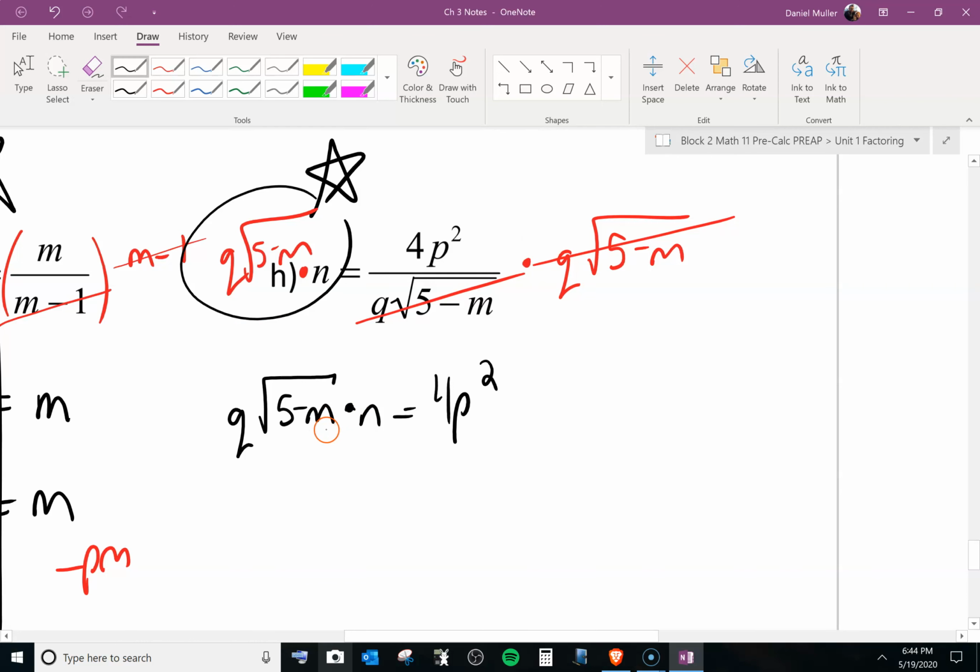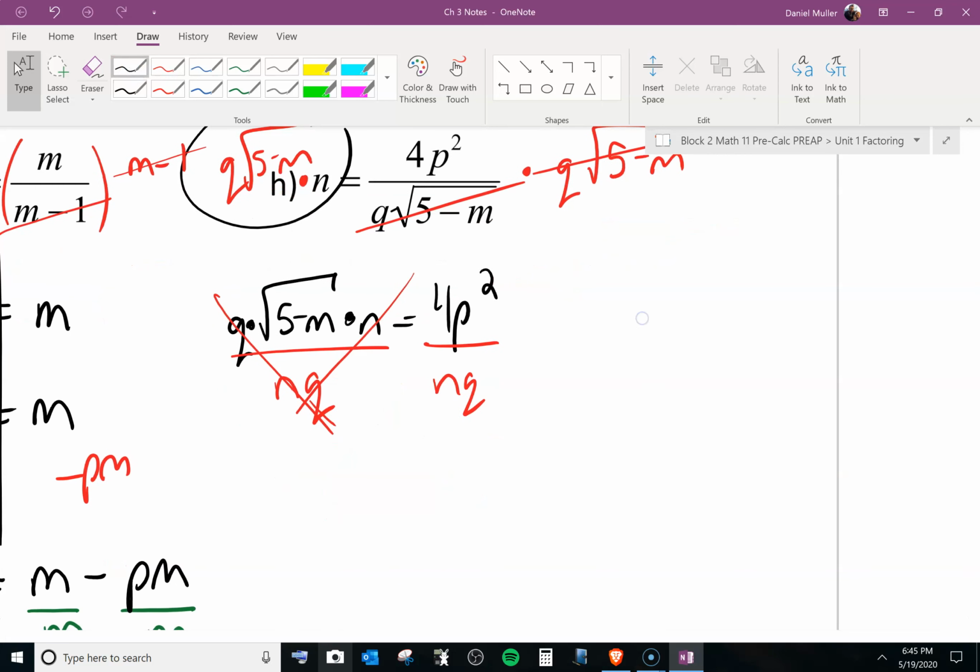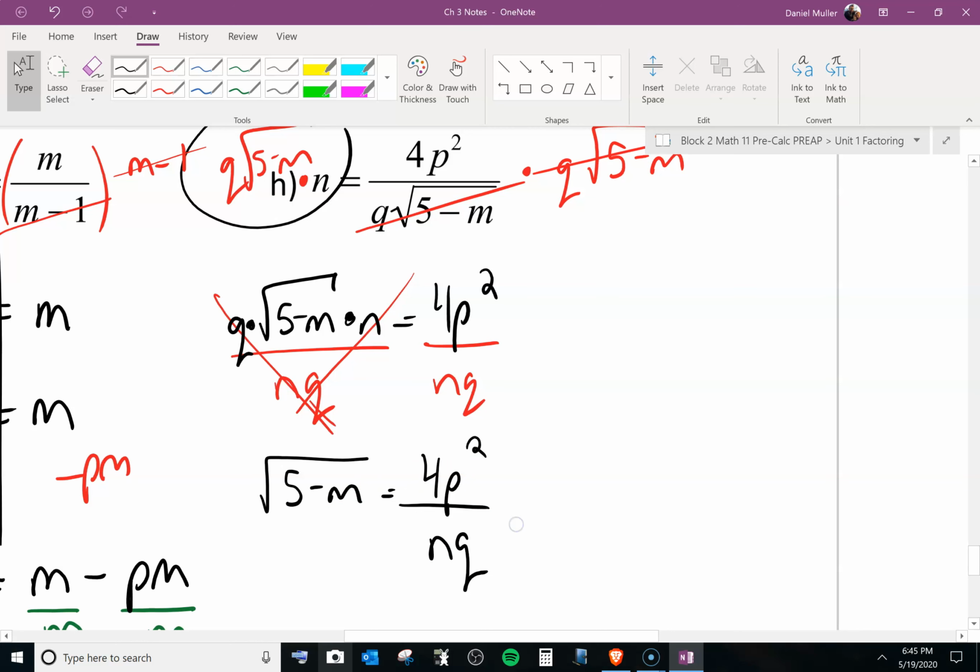So I need to get the m alone. And I need to get rid of this square root, which, in case you've forgotten, is actually an exponent, a power of a half. And exponents are last. We can't get rid of exponents right now. We need to get rid of any multiplying. I am multiplying by an n, and I am multiplying by a q. So I'm going to divide by nq on both sides to get rid of what I'm multiplying. So the n is gone and the q is gone. So I've got the square root of 5 minus m equals 4p squared over nq.